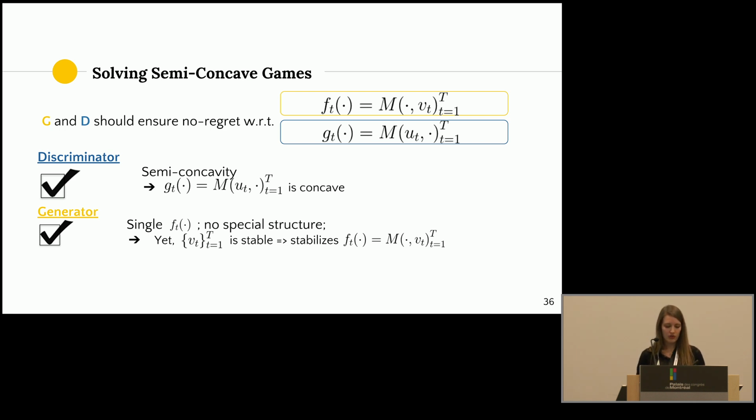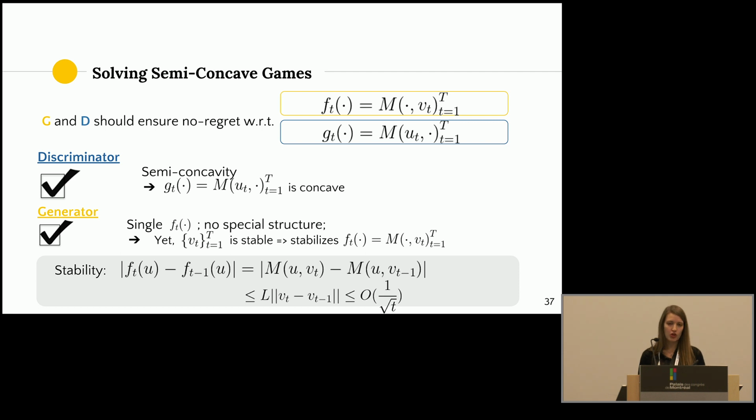So this is not trivial to show, but what we can show is that the loss functions that the generator sees have a special structure such that they are stable. This is due to the decisions the discriminator makes, which are very similar to each other in following steps. And this in turn allows us to prove no regret for FTRL for the generator side as well.